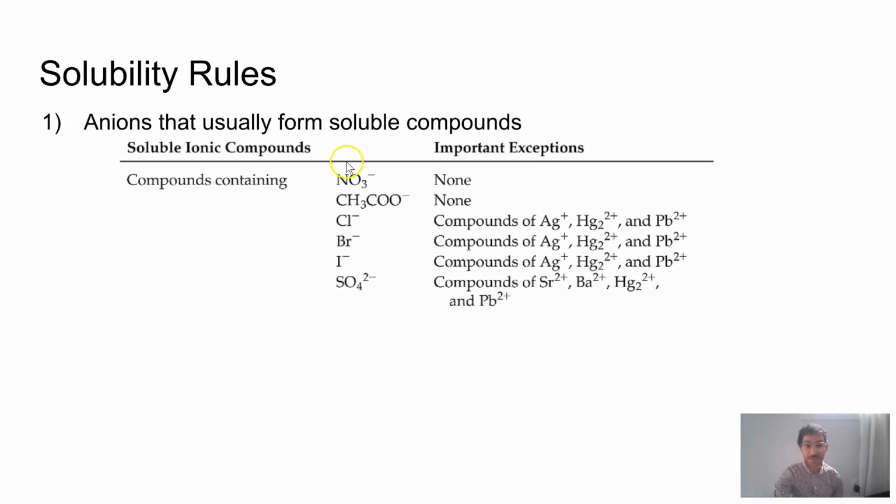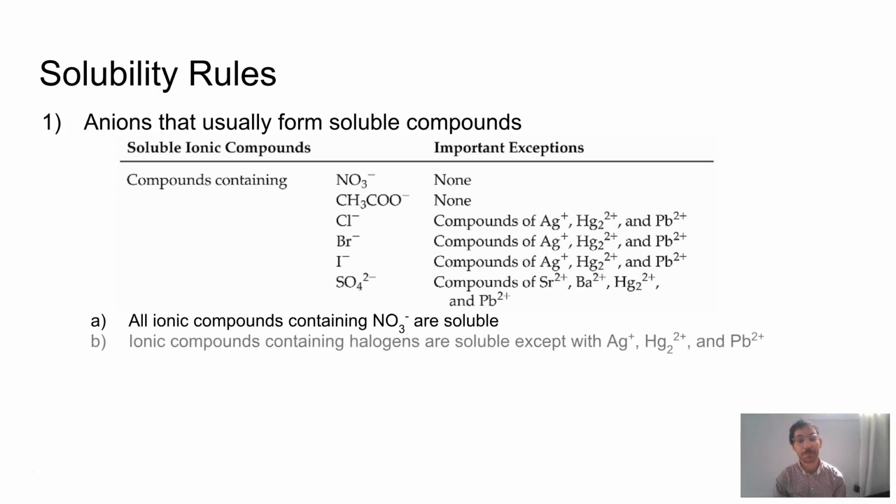If you see nitrates or acetates, which can be written in different formulas, or chloride, bromide, iodide, or sulfate, you can assume these are probably going to form soluble compounds, compounds that will become aqueous. Now, there are some exceptions listed here, but we'll go through those. Let's talk about them now. Nitrate has no exceptions. This means that all ionic compounds containing the nitrate ion are going to be soluble, able to become aqueous and dissolve in water.